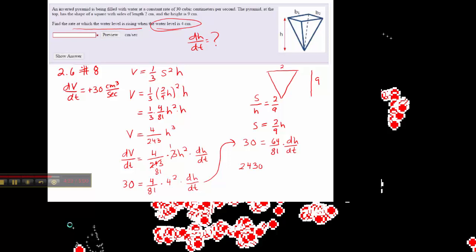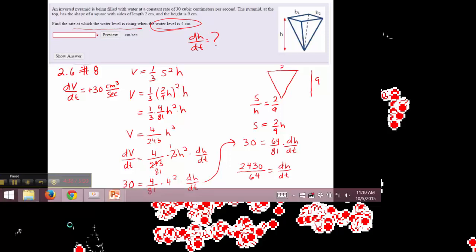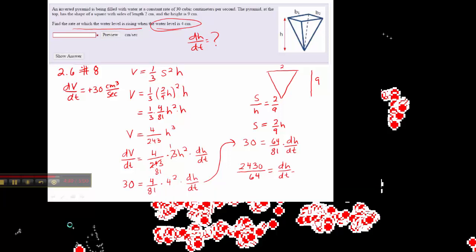2430 over 64 equals dH/dt. Now let me simplify that fraction, and we'll plug it in. Alright, and this would equal 1215 divided by 32. And that would be centimeters per second.